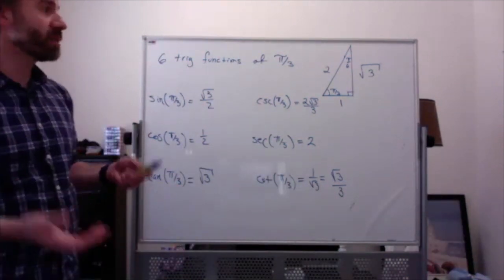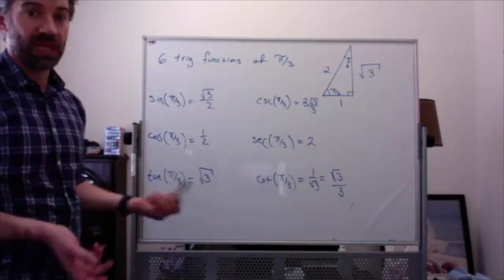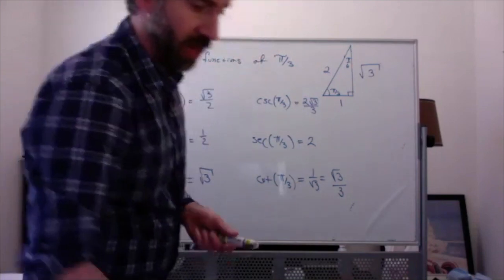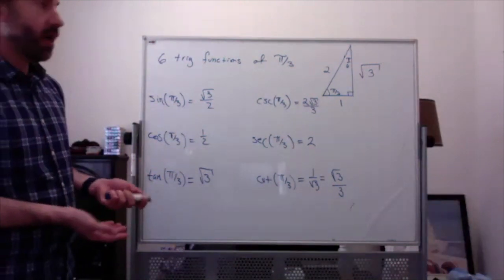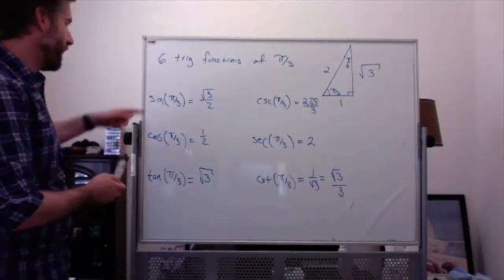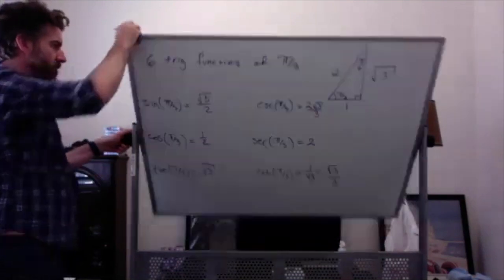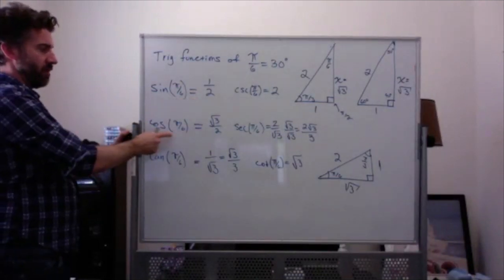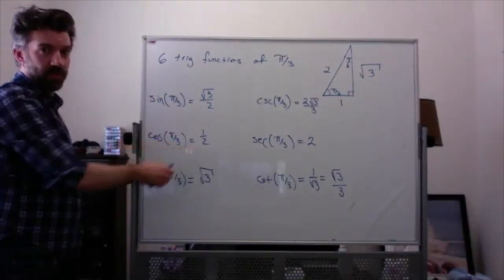A couple things to point out. These values are all the same values as the trig functions of pi over 6, just switched around. Right, sine and cosine have the opposite values, right? If we look on the other side, their sine of pi over 6 is 1/2, and cosine of pi over 6 is root 3 over 2. Here, sine of pi over 3 is root 3 over 2, and cosine of pi over 3 is 1/2.